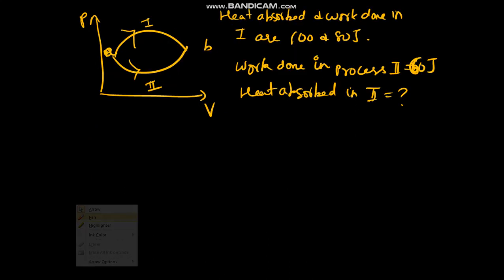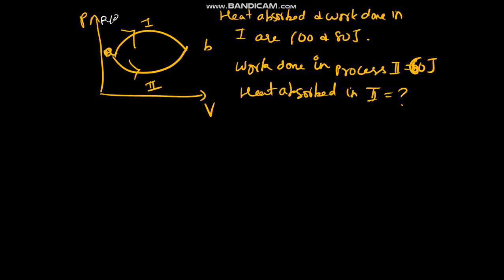Now let us see, this is a previous year question and a common type of question. Heat absorbed and work done in 1 hour. So in the first process, heat absorbed and work done are given. Work done in the second process is given, heat absorbed they are asking. See that initial position and final position both are the same. So if initial and final positions are the same, then delta U1 is equal to delta U2.